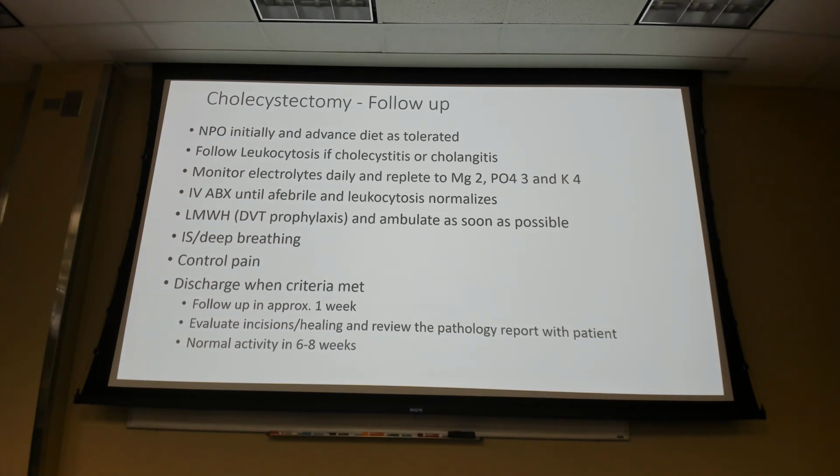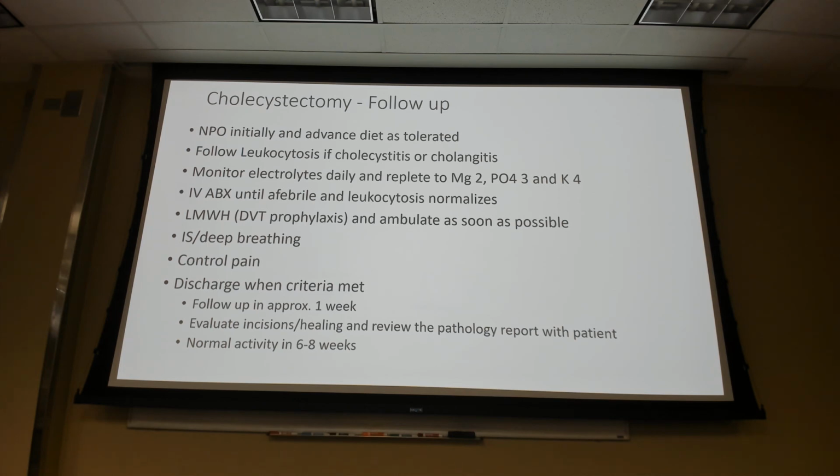And then follow-up for these. Typically, with every patient, we have them NPO, then we advance their diet while they're in the hospital so they can tolerate solids. We'll trend their leukocytosis if it was elevated. If they had cholangitis, or acute cholecystitis as well, it's usually going to be elevated. We want to make sure we're looking at their electrolytes. We're giving them IV antibiotics until they're afebrile and the leukocytosis has improved. They'll need some sort of prophylaxis for DVT, and Lovenox is a very common one.